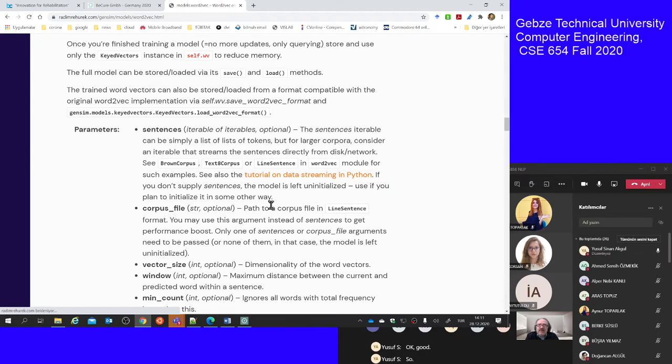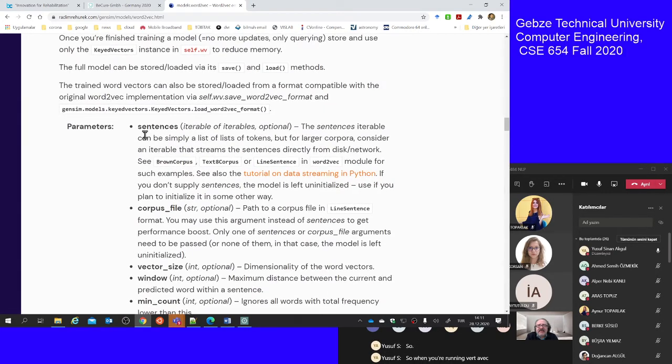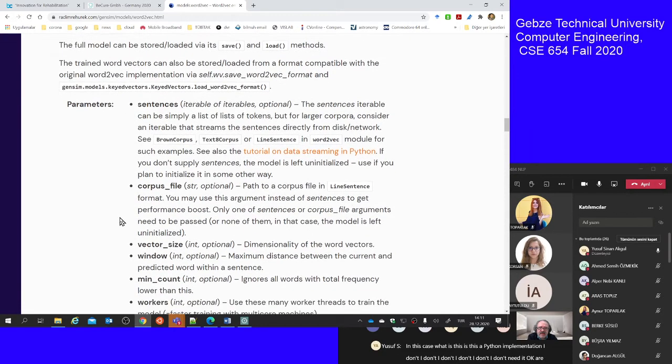So when you are running word2vec, first it wants the sentences. Is this a Python implementation? I don't need it. Our sentences are a corpus file, a path to a corpus file. That's a format you may use as an argument instead of sentences. So instead of sentences, it's a file.